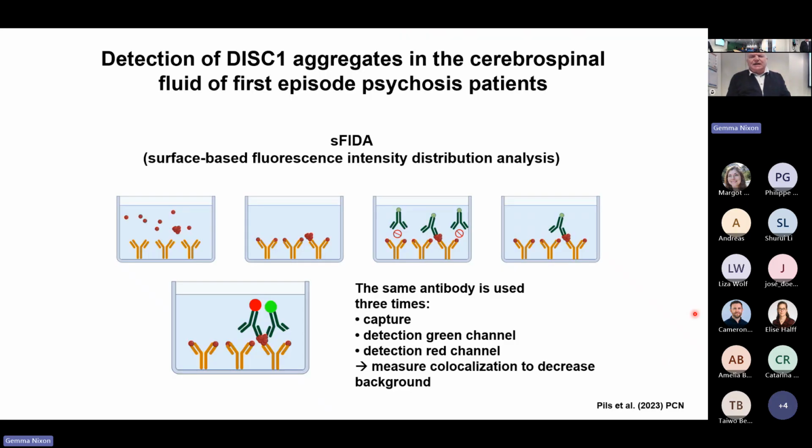But what we did a couple of years ago is we used CSF from patients with first episode psychosis. And this study was done in collaboration with Marlene Pils and colleagues from the Department of Physical Biology in Düsseldorf by using a technique called surface-based fluorescence intensity distribution analysis. What's that? It's basically a sandwich ELISA where you have the same antibody coated and detected, and for detection labeled with two different fluorescent dyes. And the readout is not a bulk fluorescence reader, but a laser which detects the single signals of these fluorescent dyes and scans over these wells, which allows you to have a highly sensitive detection. And they developed this originally for Alzheimer's disease.